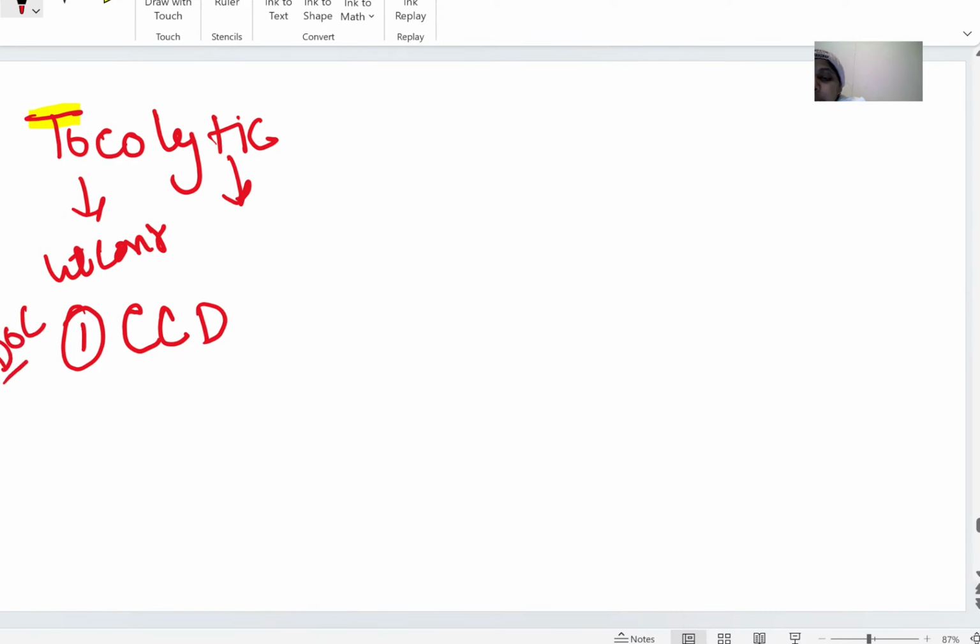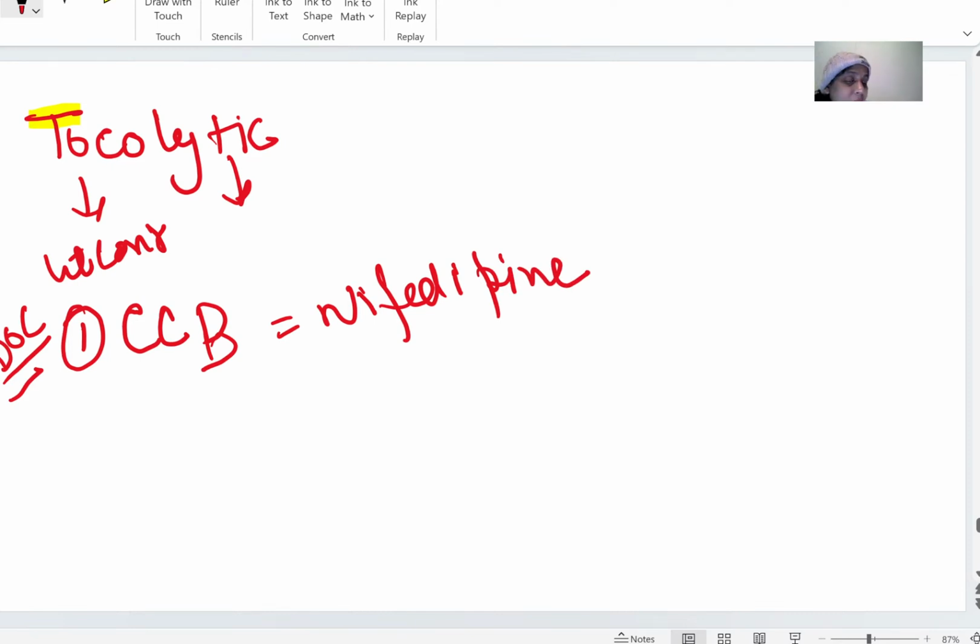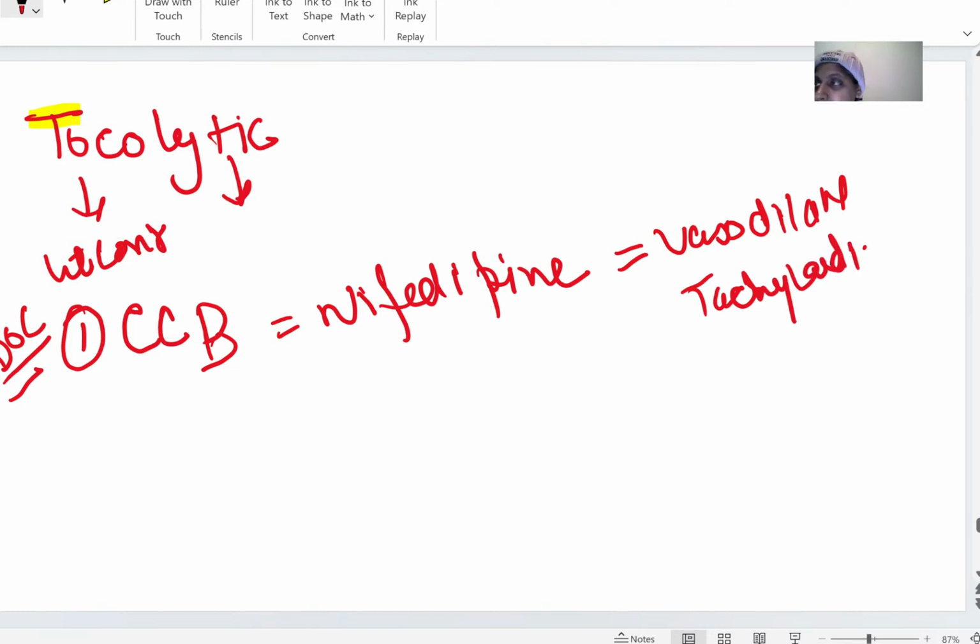The drug of choice for tocolysis is a calcium channel blocker, that is nifedipine. As you all know, nifedipine causes vasodilation and tachycardia. This is its side effect. Okay, what is the drug of choice? Nifedipine.